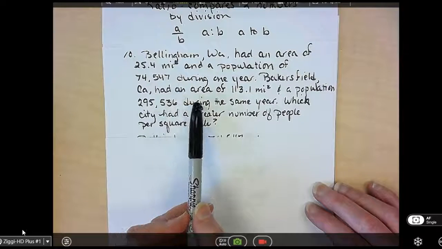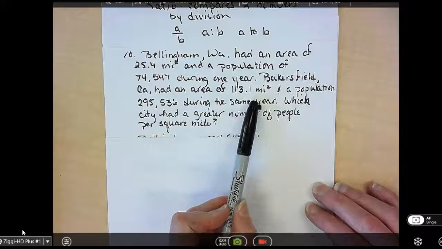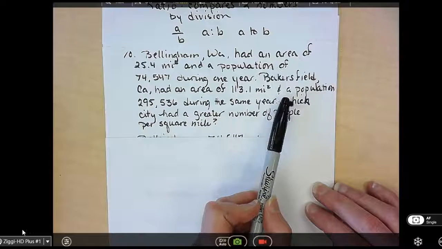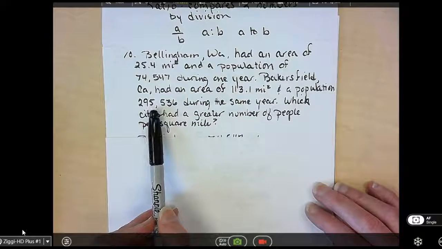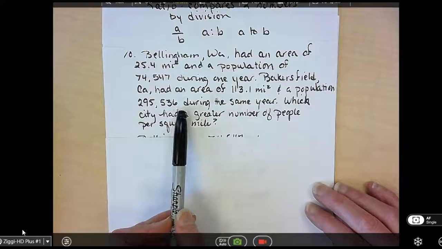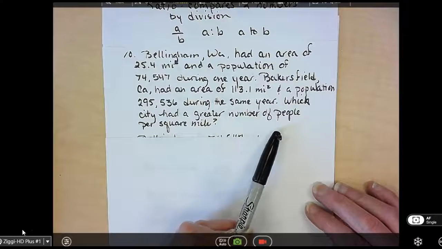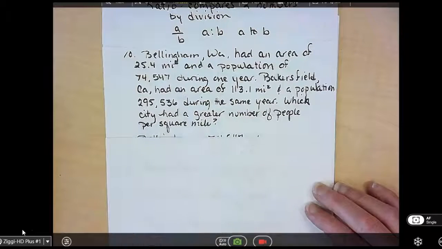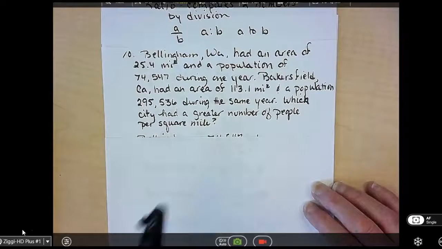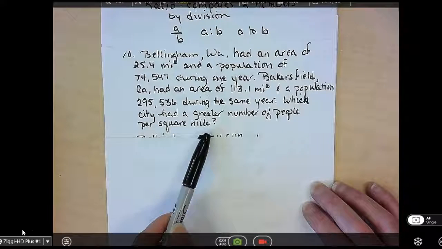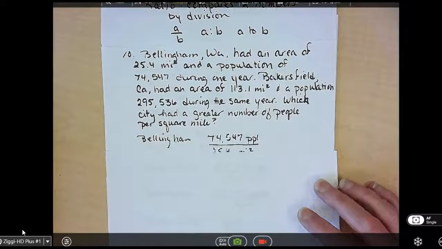Bakersfield, California had an area of 113.1 square miles and a population of 295,536 during the same year. Which city had a greater number of people per square mile? The reason I slowed down on people per square mile, that's how we set up our units.